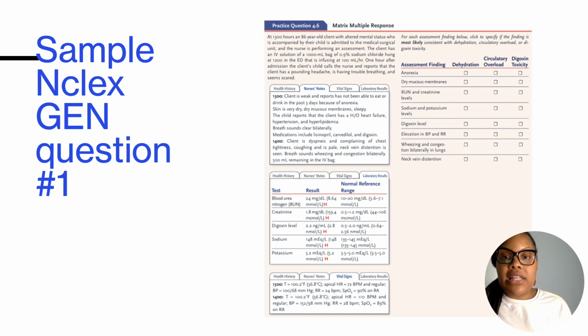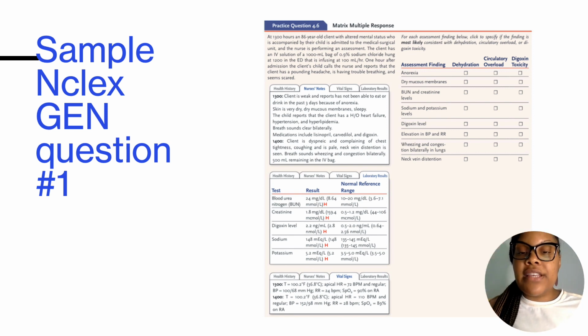All right, so now let's move on to the question. It says for each assessment finding below, click to specify if the finding is most likely consistent with dehydration, circulatory overload, or digoxin. All right, so let's start with anorexia.